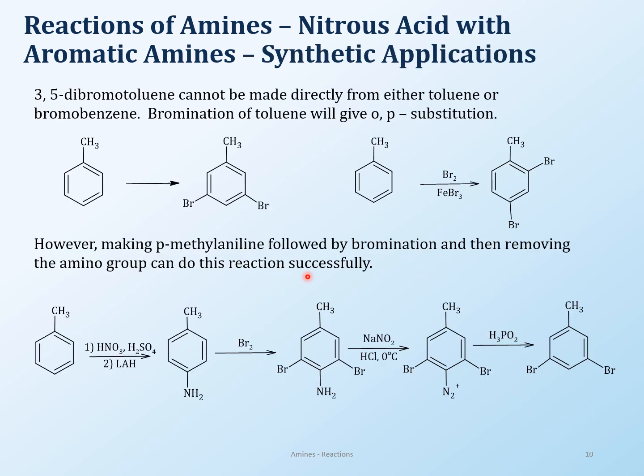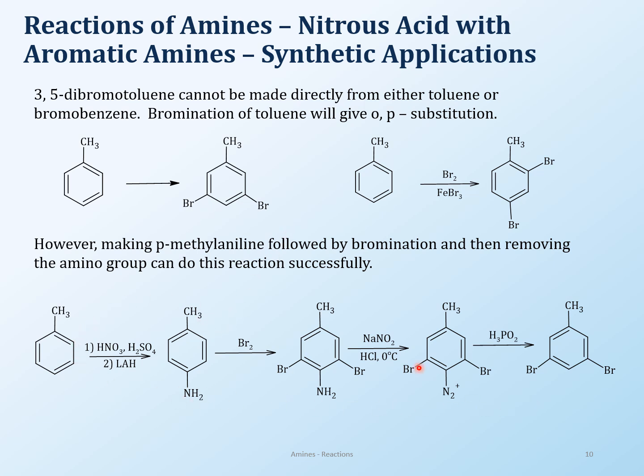So here is a synthetic application for nitrous acid and amines. For example, if you wanted to take toluene and make this compound in which you have bromine on the meta position from the methyl group, this is not possible in a normal way, because if you brominate toluene you will end up getting ortho-para substitutions, because alkyl groups are generally ortho-para directors. So in order to make what we want on the meta position, we can use another synthesis.